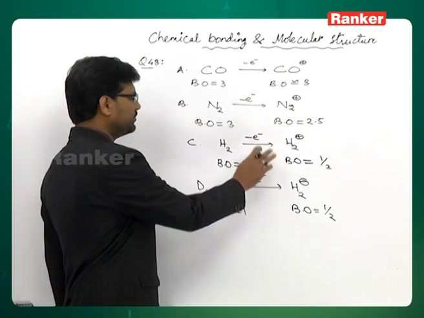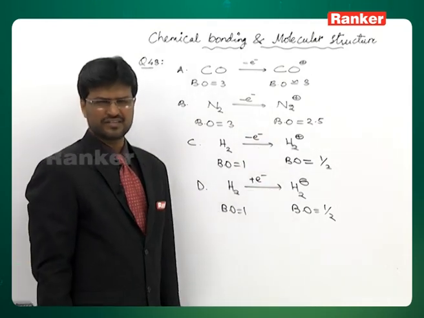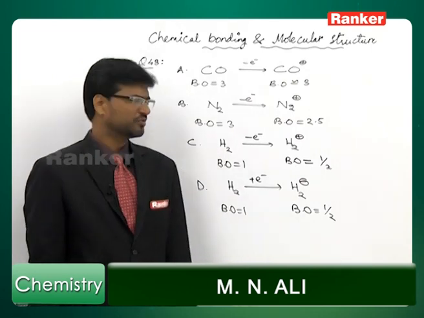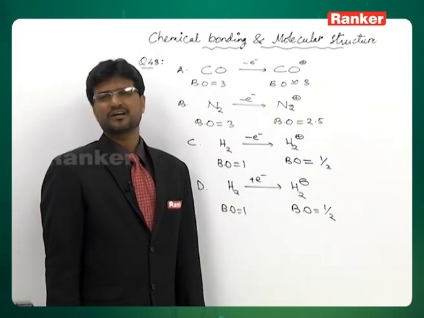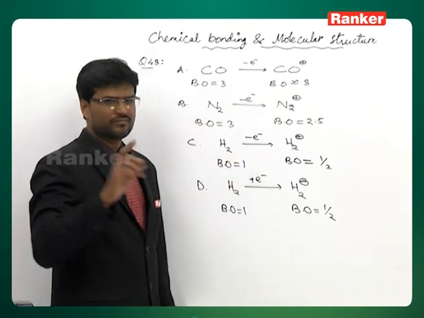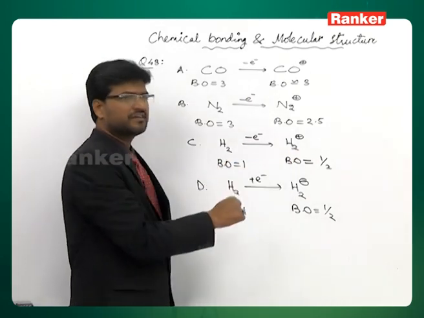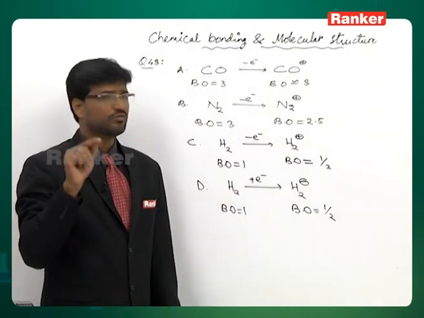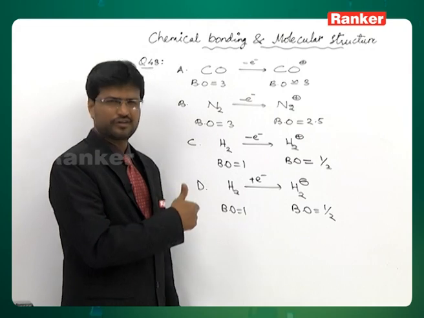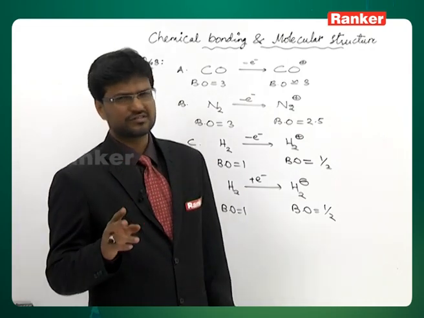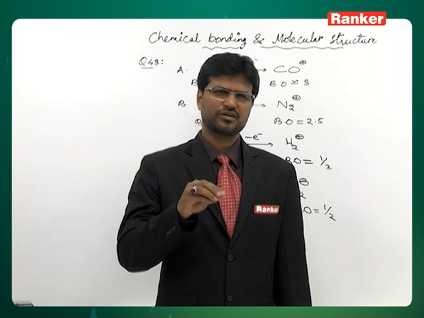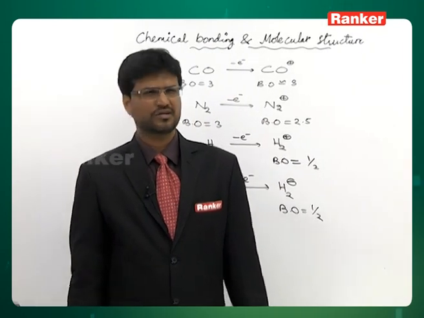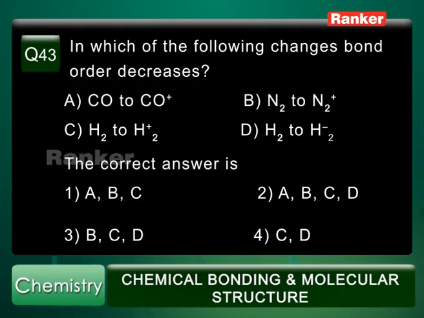You can realize these are two complementary cases. In one case you are adding electron, in another case you are removing electron. In both the cases bond order is decreasing to the same extent. The reason is here you are removing electron from bonding molecular orbital, that is why bond order is decreasing, and here you are adding electron to anti-bonding molecular orbital, that is the reason why bond order is decreasing. So, bond order decreases under two conditions: when electron is added to anti-bonding molecular orbital or when electron is removed from bonding molecular orbital. So, the correct answer therefore has to be B, C, D, third option B, C, D. In these three cases bond order decreases.